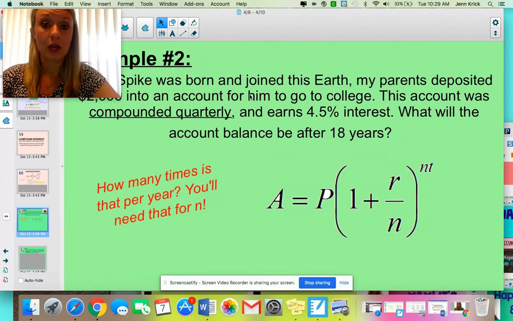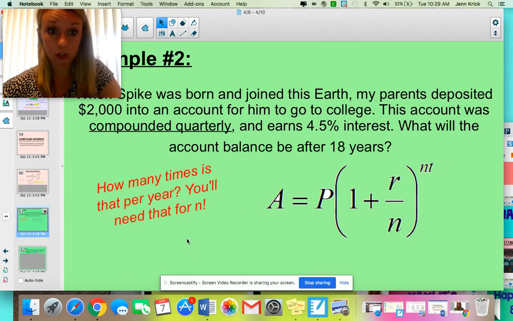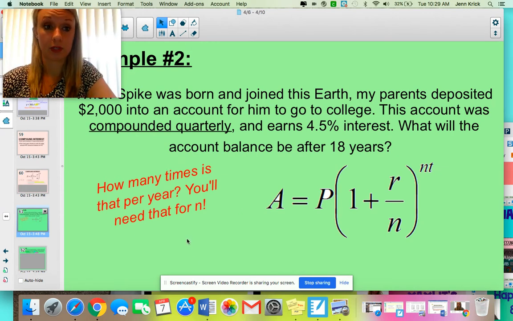All right. So here's my example. When Spike was born and joined this earth, my parents deposited $2,000 into an account for him to go to college. And of course, he's going to college. He's a smart dog. This account was compounded quarterly and earns 4.5% interest. What will the account balance be after 18 years?